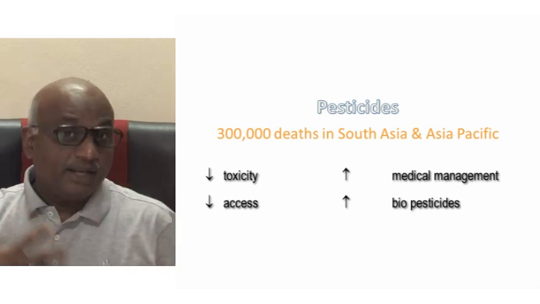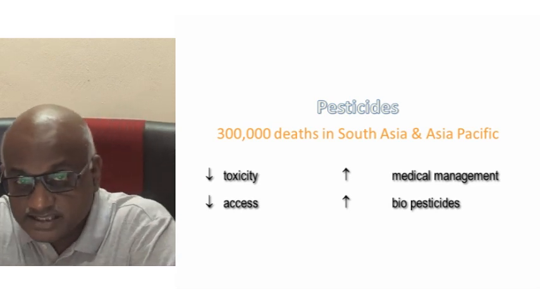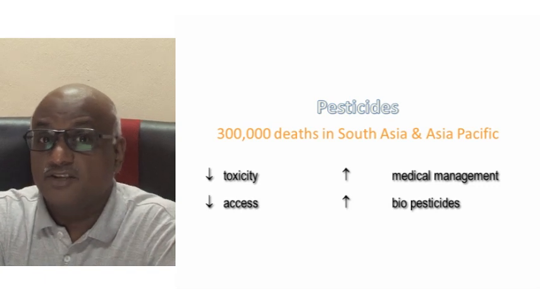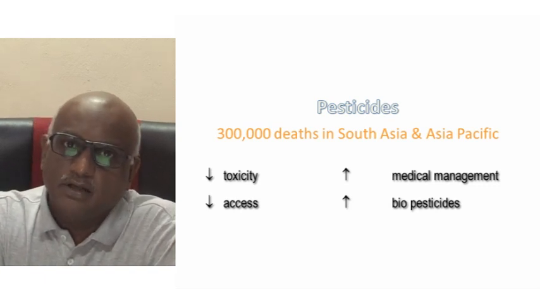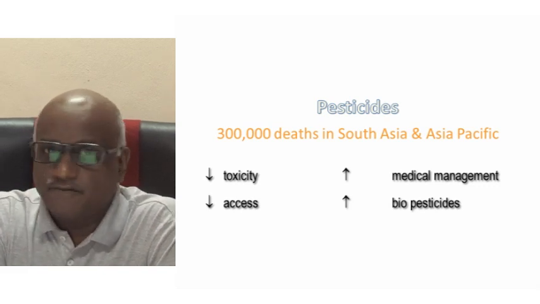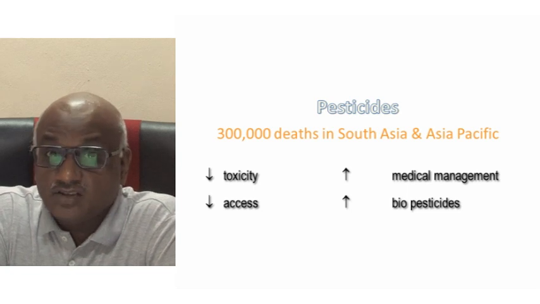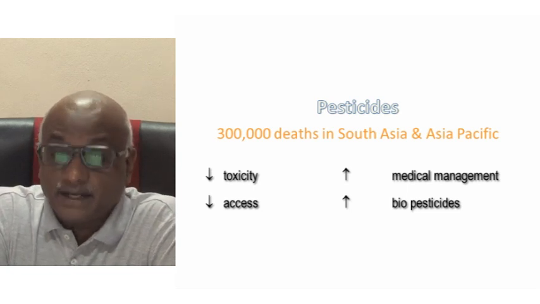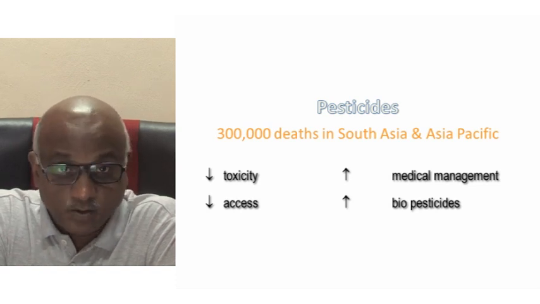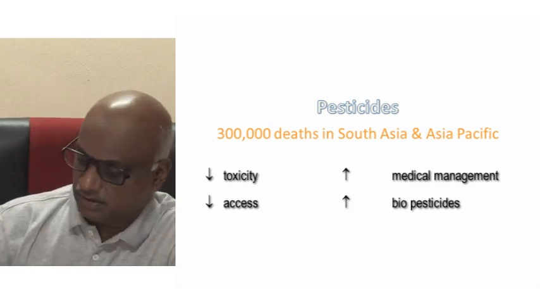And then better medical management. So one of the reasons why suicide rates in Sri Lanka have come down is because of better medical management. In those days, a lot of patients who were admitted after organophosphate poisoning or other poisoning used to die. But medical management has improved, and many of these people don't die now, and that has actually reduced the suicide rates.